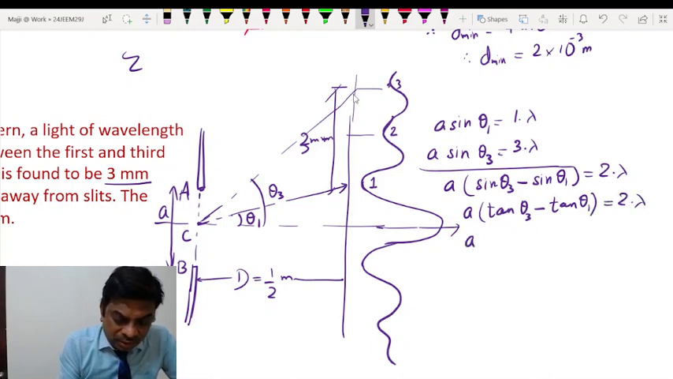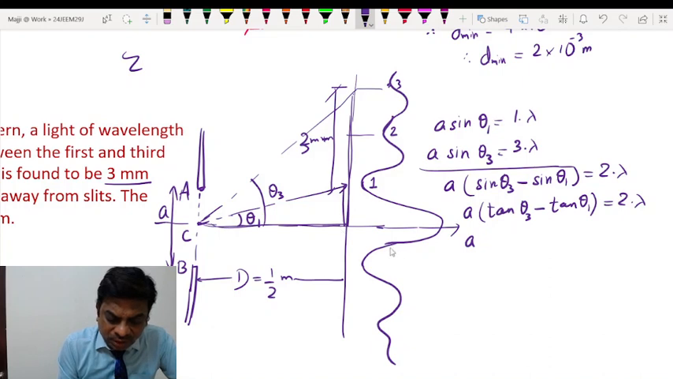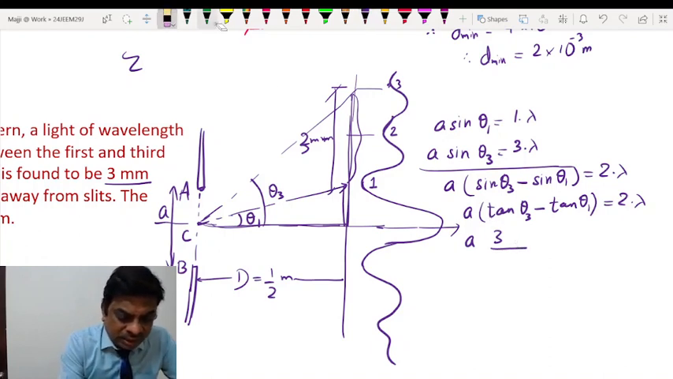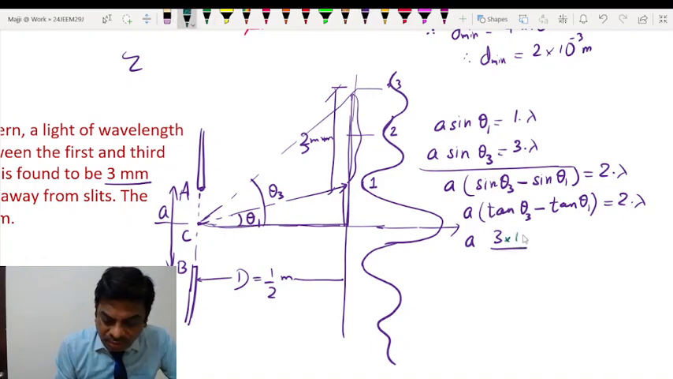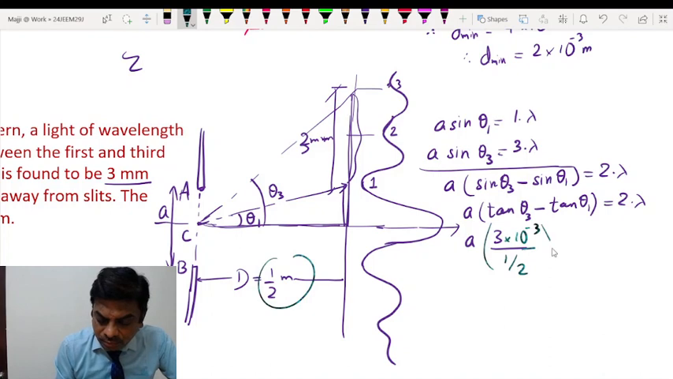Okay, so tan theta 3 means this upon this. Tan theta 1 is this upon this. So when you take the difference, you have 3 millimeter. Milli stands for 10 power minus 3. So 3 millimeter upon capital D, capital D is half, is equal to twice into lambda.